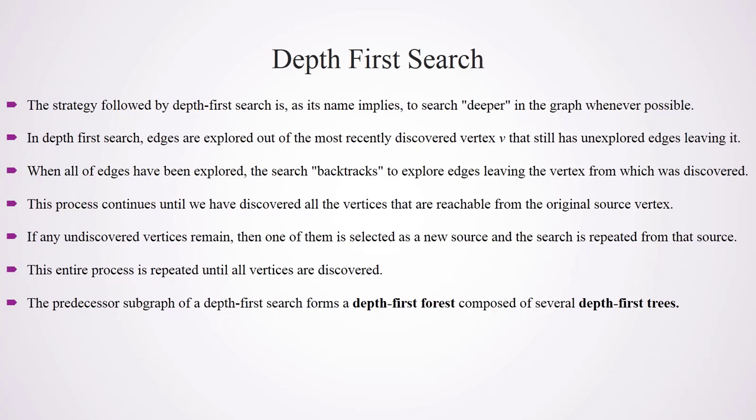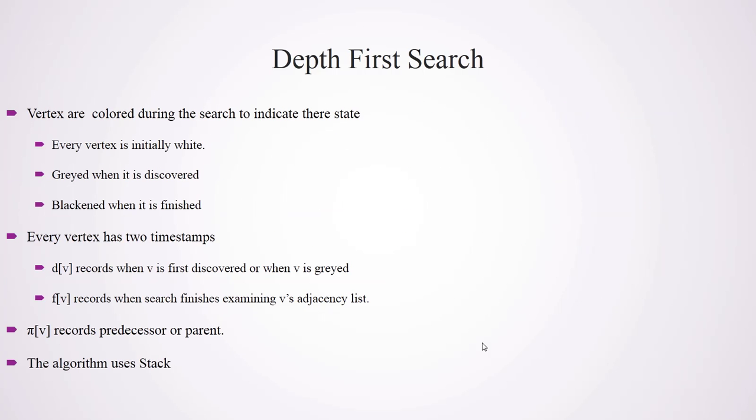If any undiscovered vertices remain, then one of them is selected as a new source and the search is repeated from that source. This entire process is repeated until all vertices are discovered. The predecessor subgraph of a depth first search forms a depth first forest composed of several depth first trees. So the input to the depth first search is a graph which can be either a directed graph or an undirected graph, and the output of the depth first search is actually a depth first forest. That means it is a collection of depth first trees. So this is an introduction to the algorithm for depth first search.